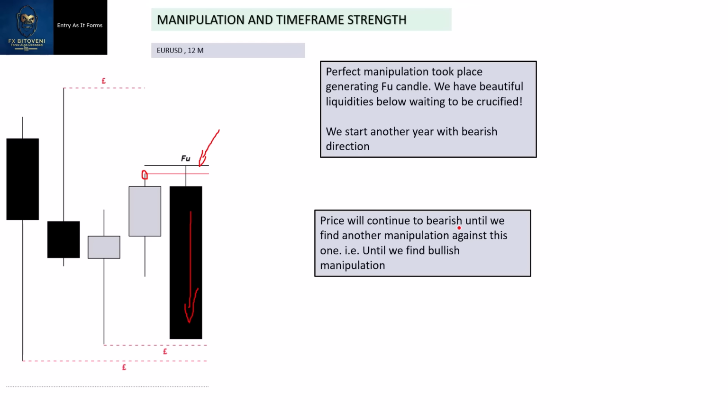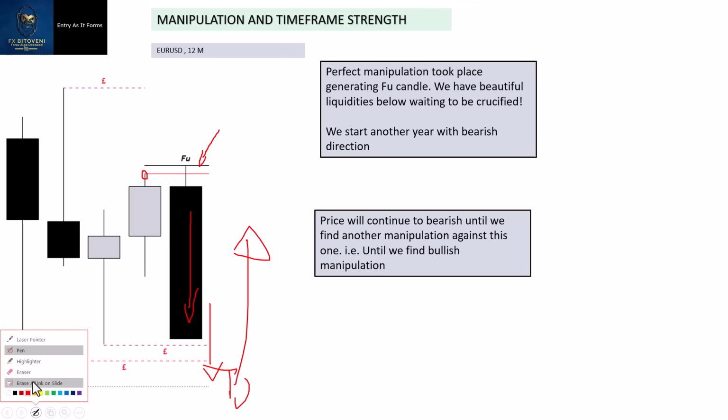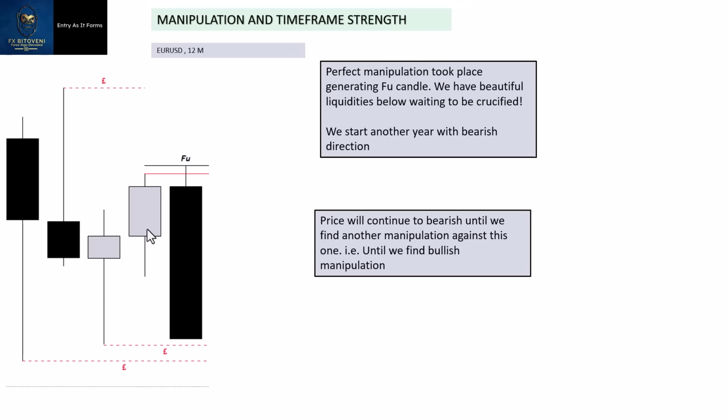Price will continue to be bearish until we find another manipulation against this one. This means until we find a bullish manipulation. So we continue to be bearish until we find another one that goes against it, right? So this time direction is bearish. Remember, this is a yearly time frame. You will see it on a yearly time frame.